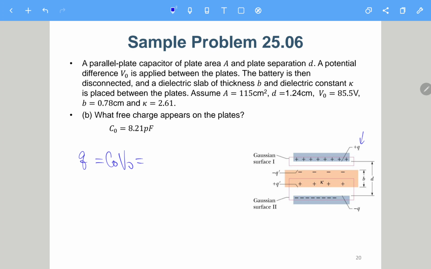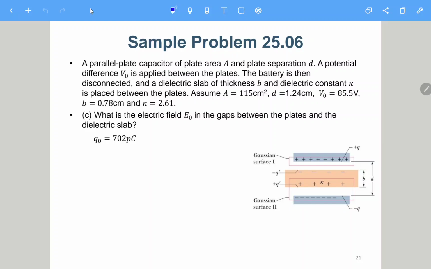In the previous question, we already know that C0 is 8.21 times 10 to minus 12. And V0 is given here, 85.5 volt. So this is 7.02 times 10 to minus 10 coulomb. This is also easy. We already know the capacitance and the potential difference, then we can calculate the charge.